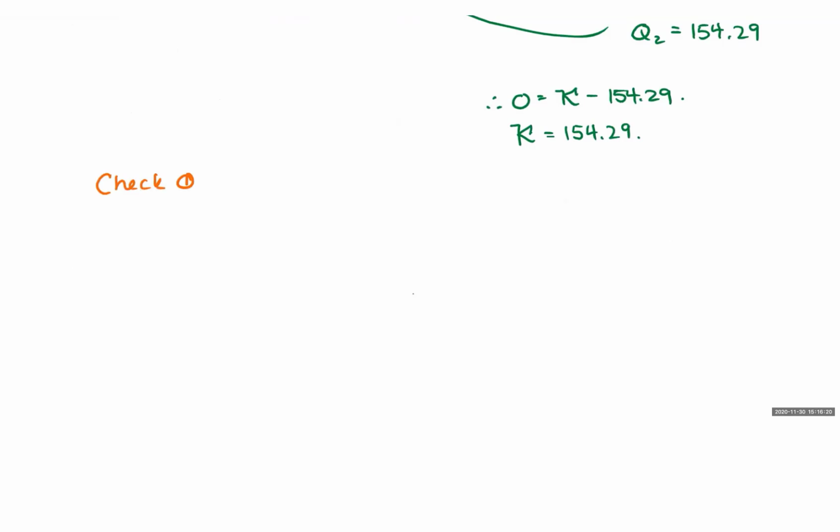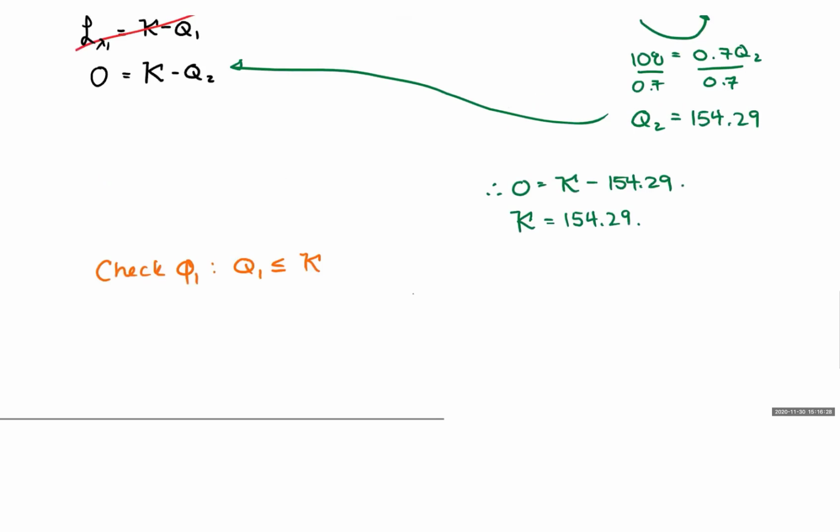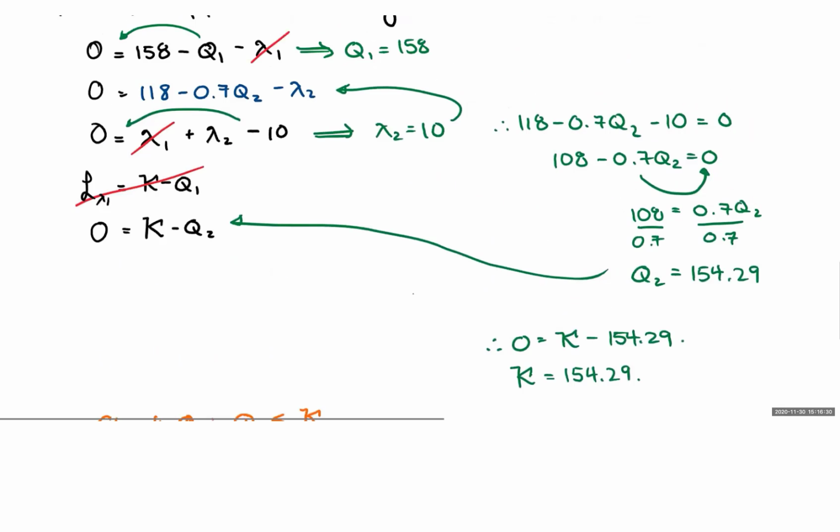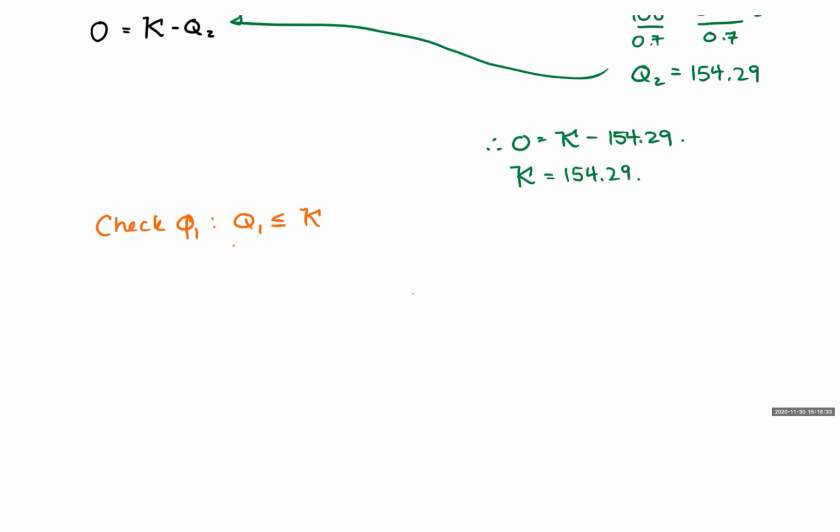So checking constraint 1, and that constraint was that Q1 would be less than or equal to kappa. I have my Q1 value of 158. Is that less than or equal to 154.29? Sadly, no. So this does not work. What do we have to do now? What this means now is that both constraints are binding.